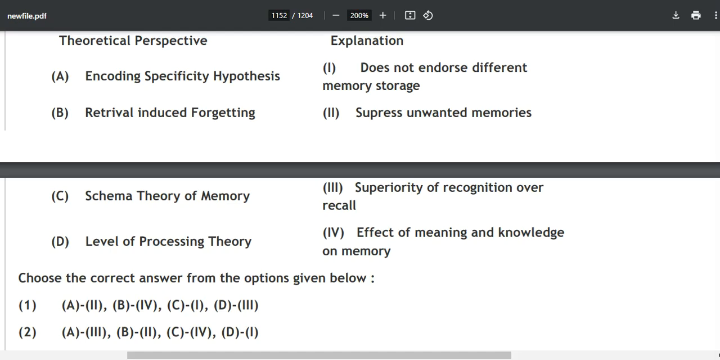Okay, so this is the question which we left in the last part and we will find what is the correct answer for this. First of all, it is saying about encoding specificity hypothesis. Then we are having the retrieval induced forgetting. Then we have the schema theory of memory. And then we have the levels of processing theory.